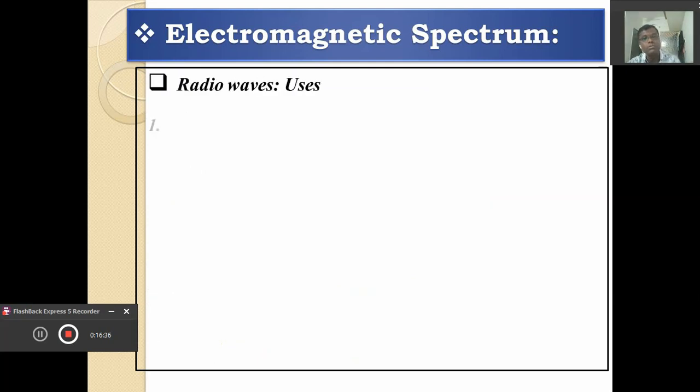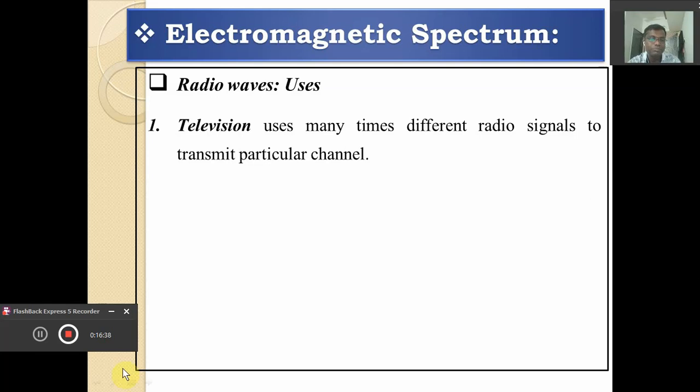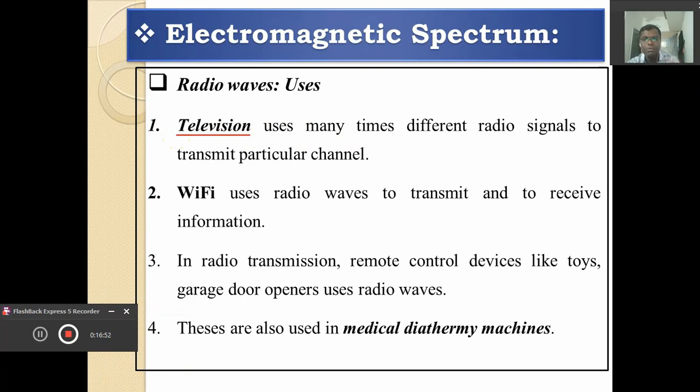If we talk about the different uses of radio waves, the most common use is in television. Television uses different radio signals to transmit a particular channel, because we have a number of channels in our television set, and each channel has a different frequency. In order to transmit a particular channel, radio waves are used with different radio signals. Radio waves are also used in Wi-Fi.